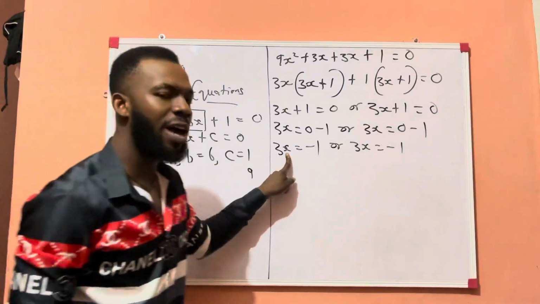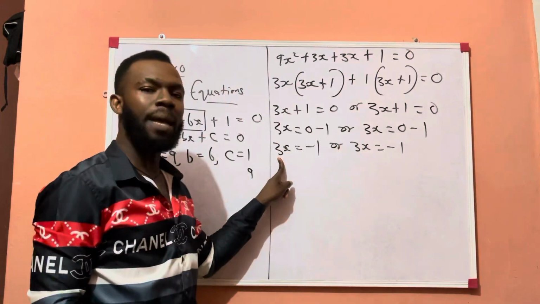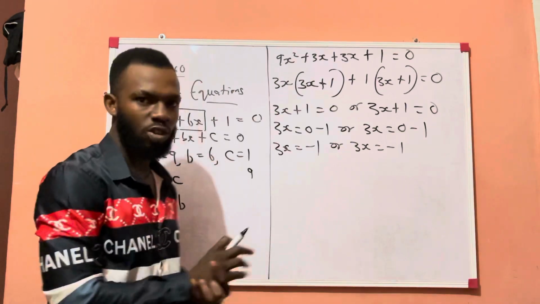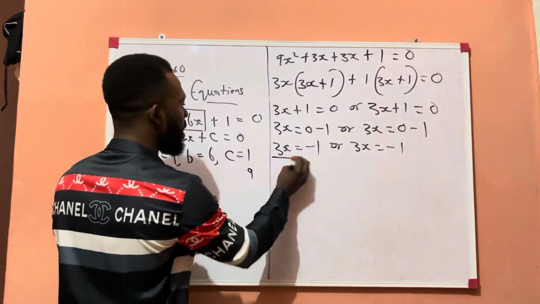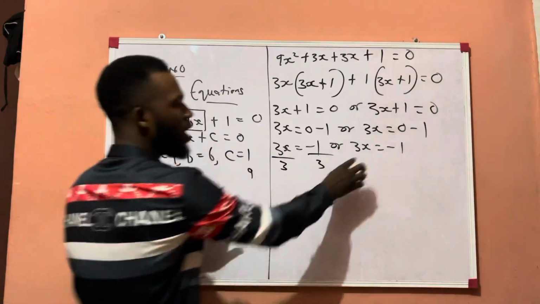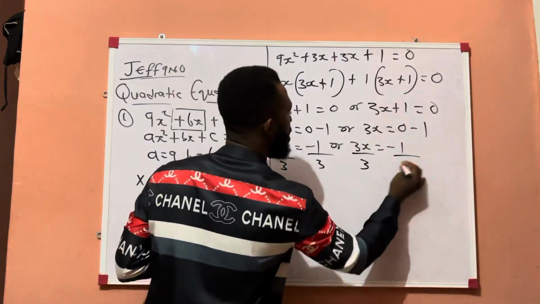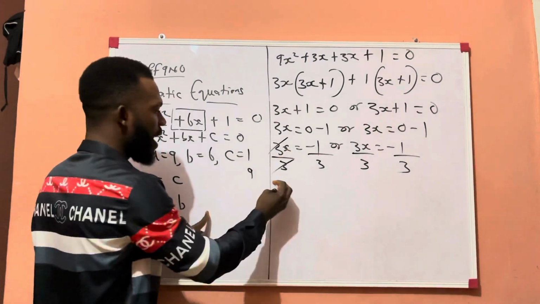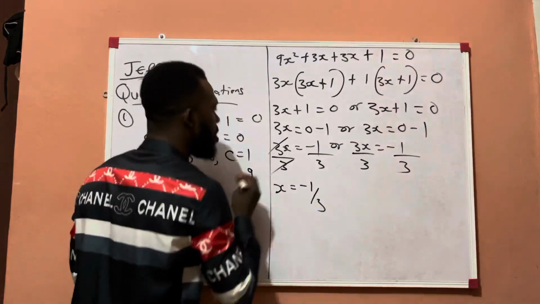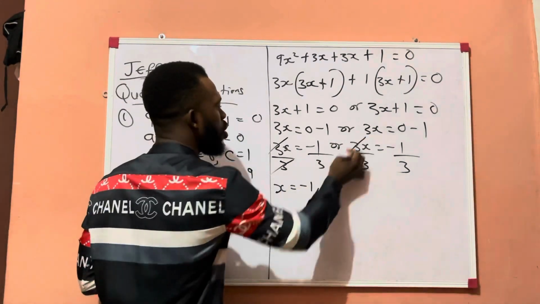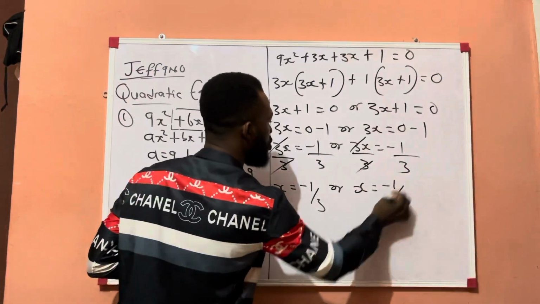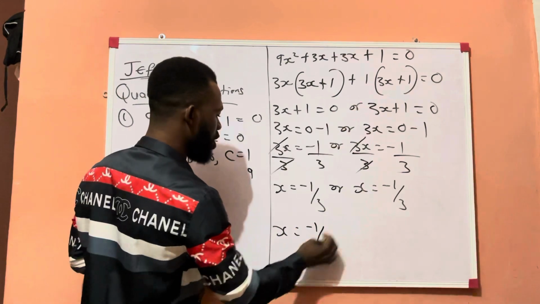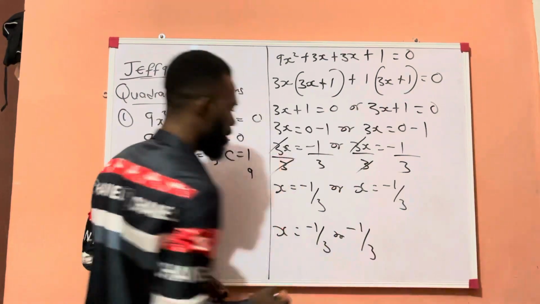Now, if we are looking for the value of x, what do we do? We divide both sides by the coefficient of x, or by the number that is making x not to stand alone. Now, here becomes over 3, and here also becomes over 3. Now, when 3 cancels out 3, what do I have now? X becomes minus 1 over 3. Now what does that mean? X is equal to minus 1 over 3.